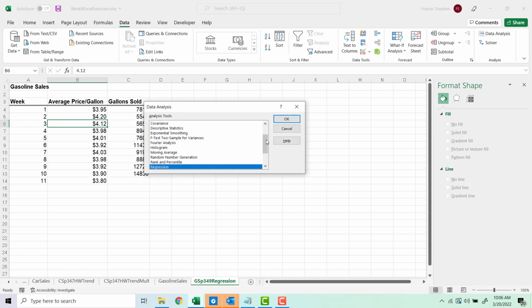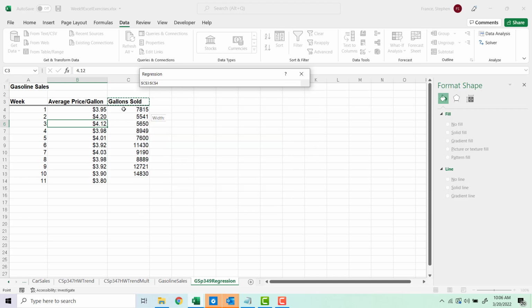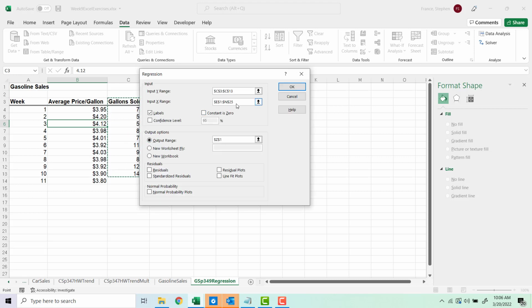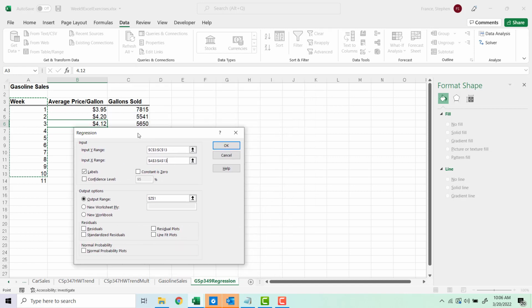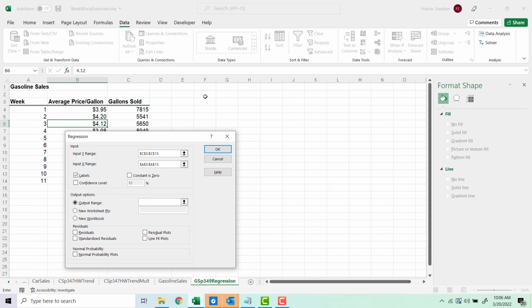Okay, so let's go Data Analysis, Regression. Exactly the same as what we did previous week. The Y is the gallons sold, and the X is the week. And this is the example on page 349. We don't want to worry about residual analysis for this example. I think the previous regression was Z, so I'm going to put all of our values here.